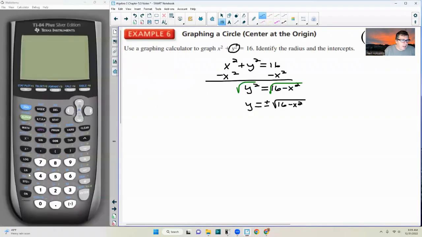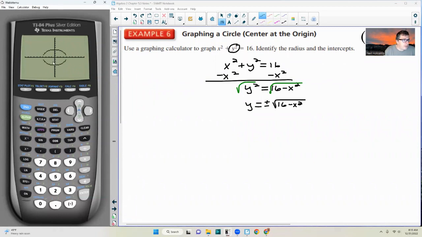So I go to my calculator, turn it on, go to y equals, clear, and go back up to y1. y1 is going to be the positive square root of 16 minus x squared. Whoops, not times. 16 minus x squared. And then I'm going to do the negative square root of 16 minus x squared. And I'm going to zoom 6 to center it. And there's half my circle and there's the other.